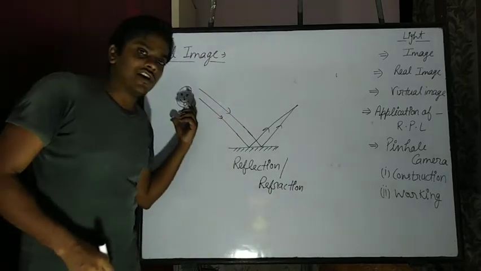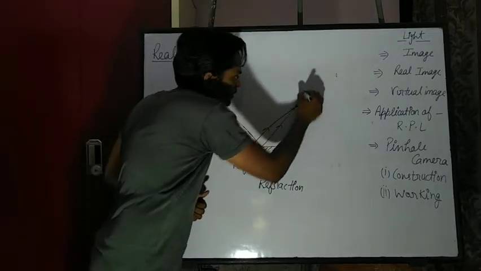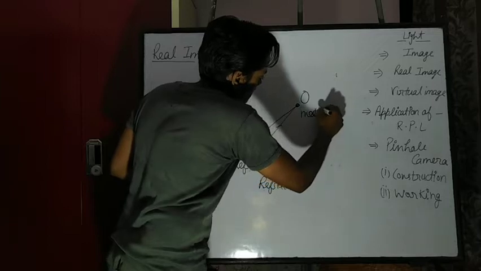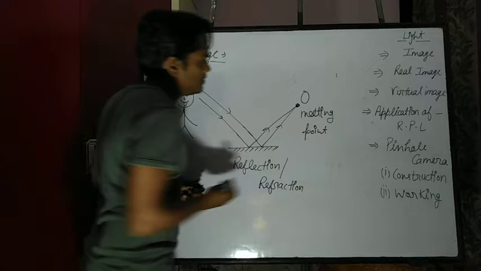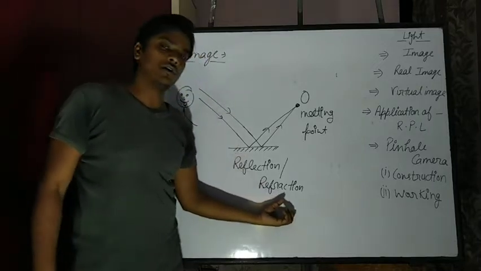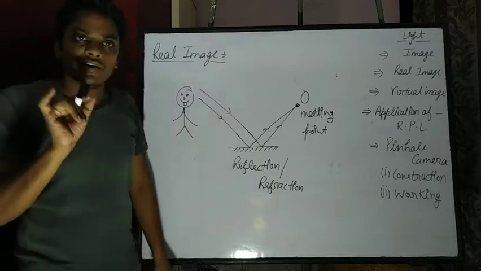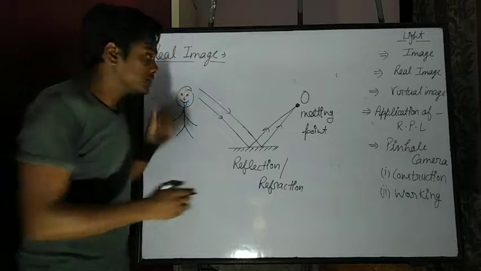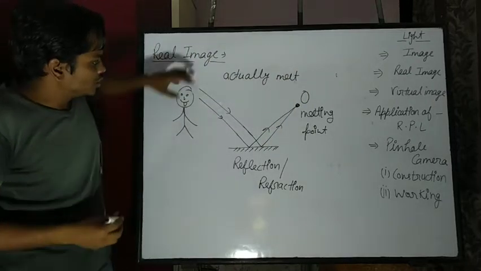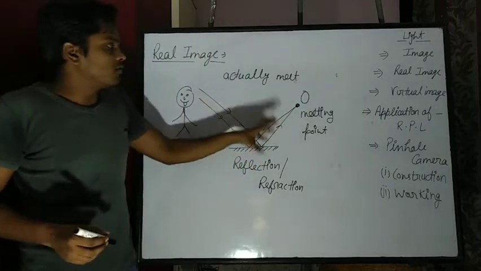Okay, when any ray of light starts from the object and after reflection or refraction, it actually meets at some point. This is its meeting point. Okay, meeting point is O. Once again, when any ray of light starts from the object and after reflection or refraction, it actually meets at some point, that will form a real image. What I have told you is that they actually meet. So these two rays coming from this object, after the reflection, actually meet at point O, so it will form a real image.